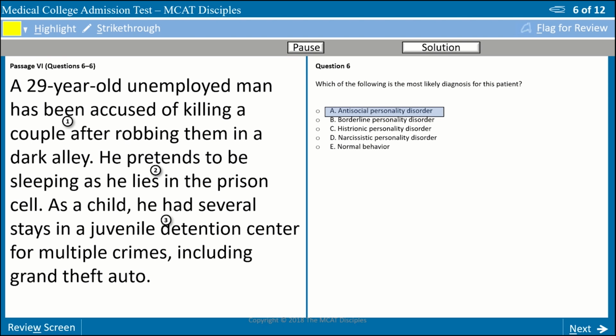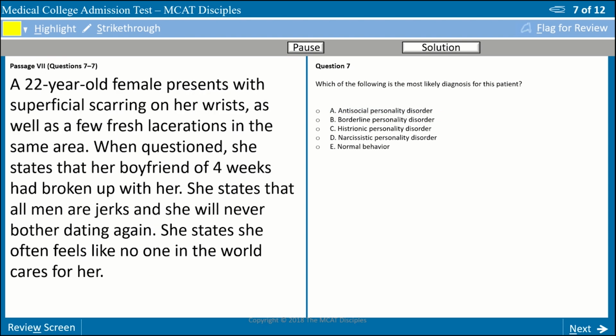As a child, he had several stays in a juvenile detention center. This is classic history. Antisocial personality disorder individuals often have a long history of disregard for the law. So this is best diagnosed as antisocial PD. We move on. A 22-year-old female presents with superficial scarring on her wrists, as well as a few fresh lacerations in the same area. When questioned, she states that her boyfriend of 4 weeks had broken up with her. She states that all men are jerks and she will never bother dating again. She states that she often feels like no one in the world cares for her.